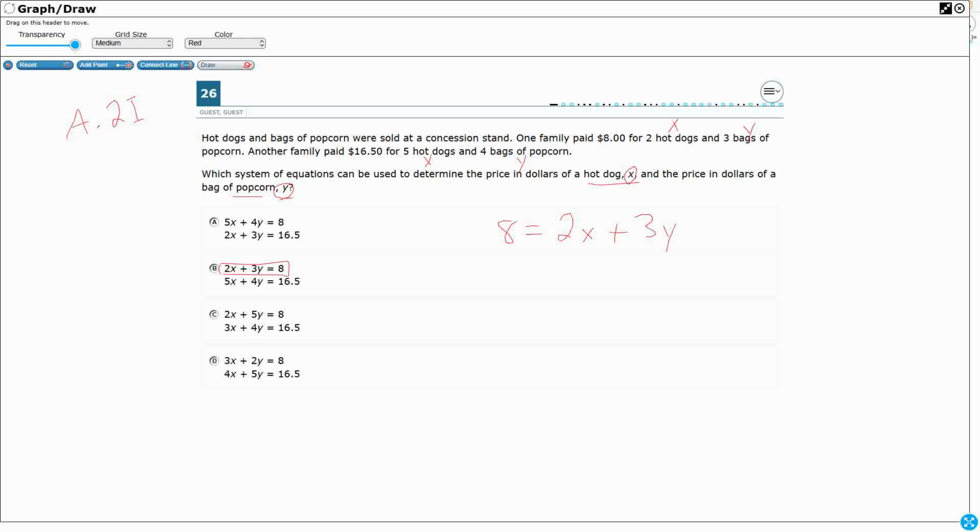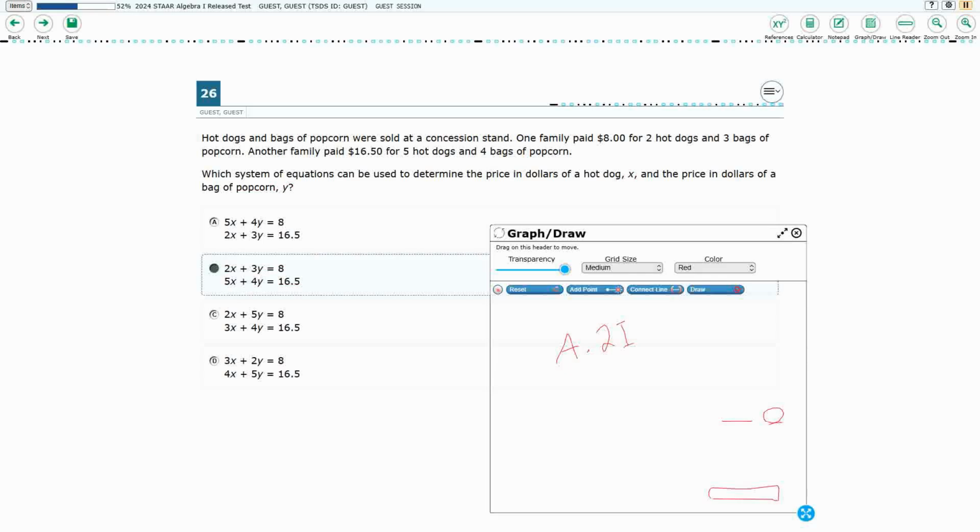Just to verify, another family paid 16.50. They're not going to do the 0.50 since we're taking the dollar sign off, so 16.5, for 5 hot dogs, that's 5X, and 4 popcorns, 4Y. 16.5 equals 5X plus 4Y. D at least has the correct answers and the correct coefficients, just with the wrong variables. A and B start mixing up the variables, but our answer here is B.